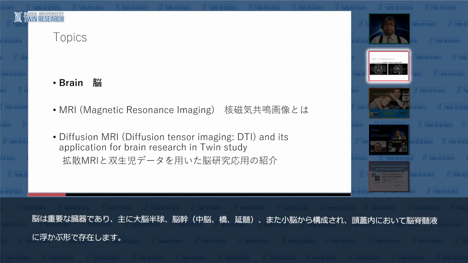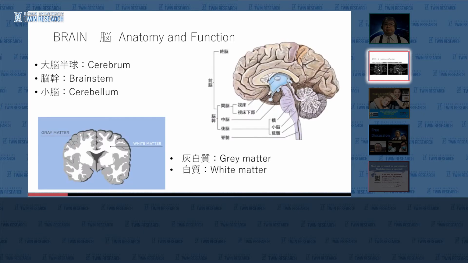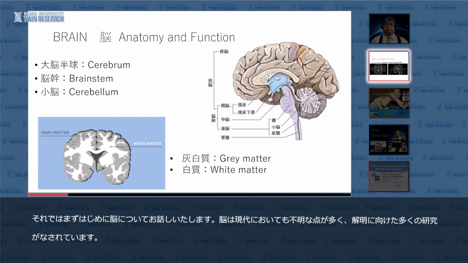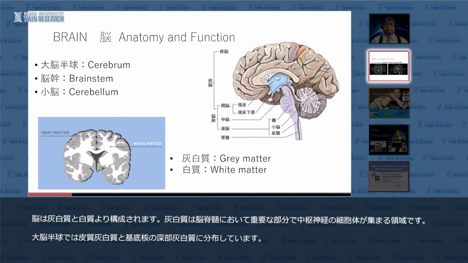So I'll start off with talking about the brain. Even nowadays, the brain still has many unknown things. The brain is the vital neurological organ composed of mainly cerebrum, brainstem, and cerebellum, and is housed in the skull and bathed in cerebrospinal fluid. The brain consists of gray matter and white matter.